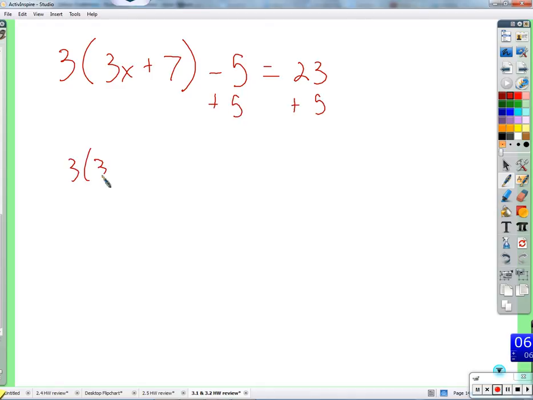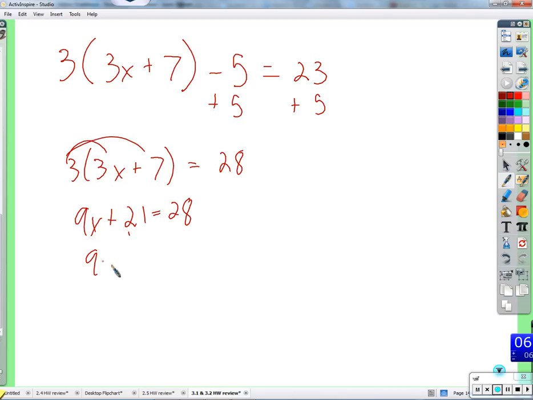I wanna do the distributive property. So this is 28. Then you did the distributive property. I got 9x plus 21 equals 28. Uh-huh. And then I minus 21. Okay. I don't see any problems with any of this so far. And then I divided both sides by 9. I got 7 ninths. Me too. 7 ninths x. Yeah, that's what I did.